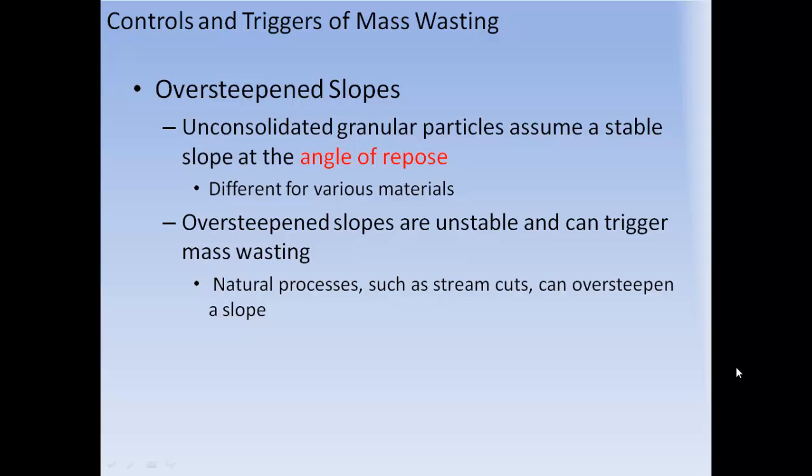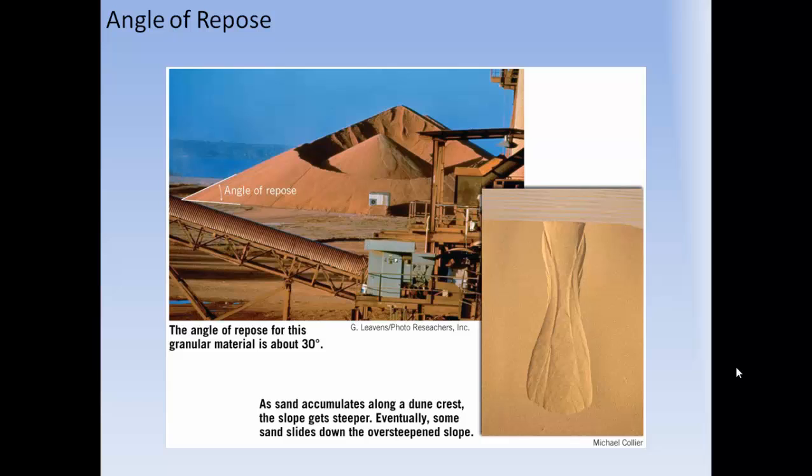Oversteepened slopes. Unconsolidated granular particles assume a stable slope at what's called the angle of repose. That stable slope, the steepest angle at which the materials don't just start going downhill, is your angle of repose, and it's different for various materials. Oversteepened slopes are unstable and can trigger mass wasting. Natural processes such as stream cuts can oversteepen a slope. For this particular material being piled up by this mine, this is its angle of repose. If the side got any steeper, you might have some mass wasting.